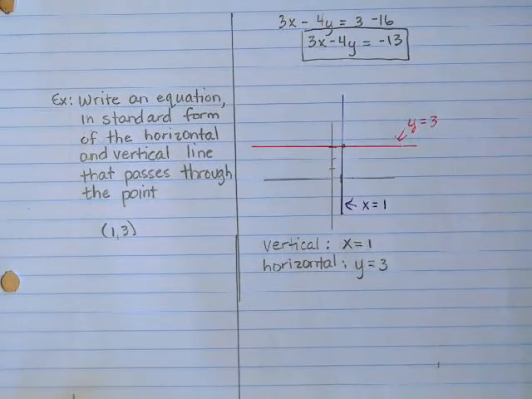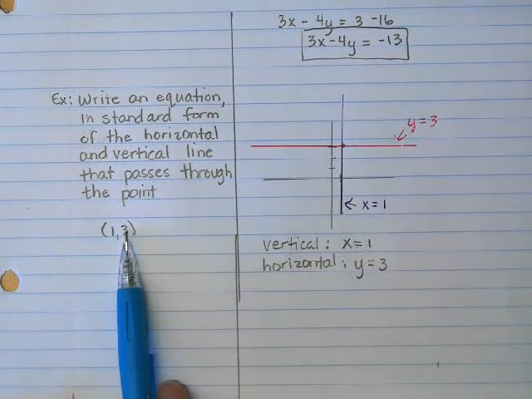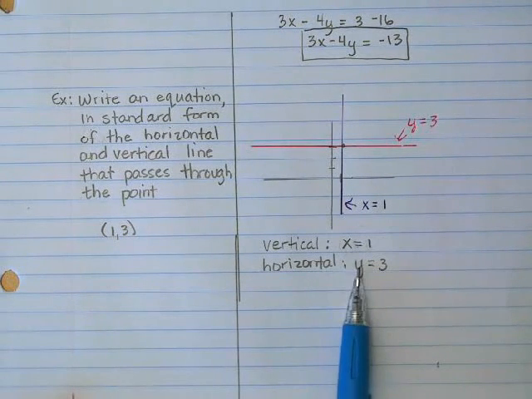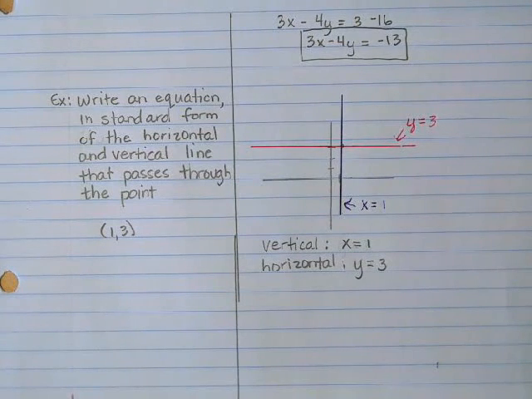So you could take a shortcut and go, okay, the horizontal will go through the y, the vertical will go through the x. But this is it. That's standard form for those.